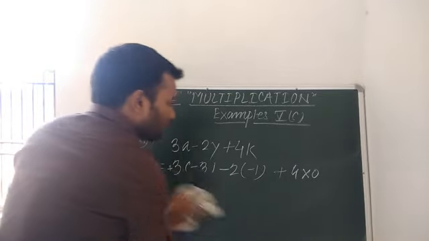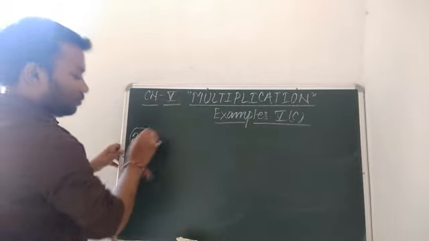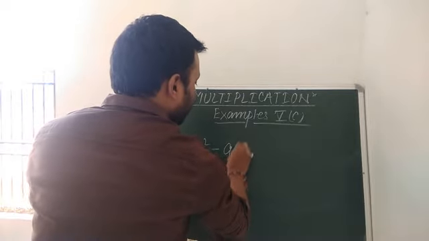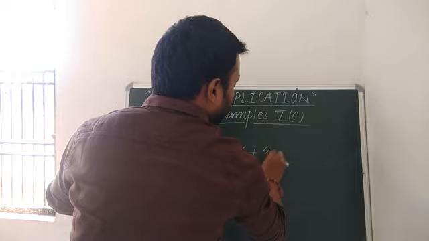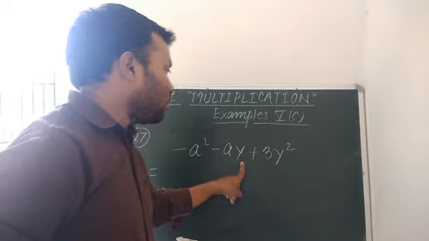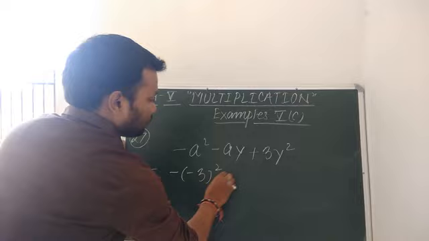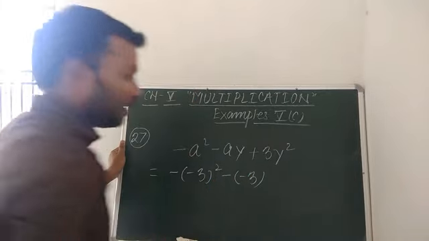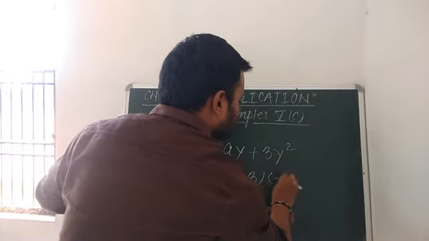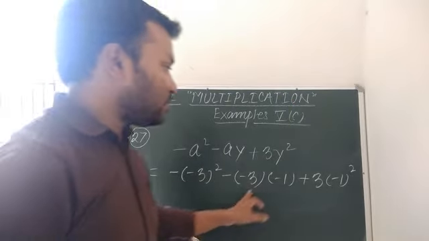Now let's try to solve problem number 27. In this, some powers are given: a minus a square minus ay plus 3y square. Now just put the values of a and y here. The value of a is given as minus 3, so in place of a we will put minus 3. The value of y is minus 1, so in place of y we put minus 1.